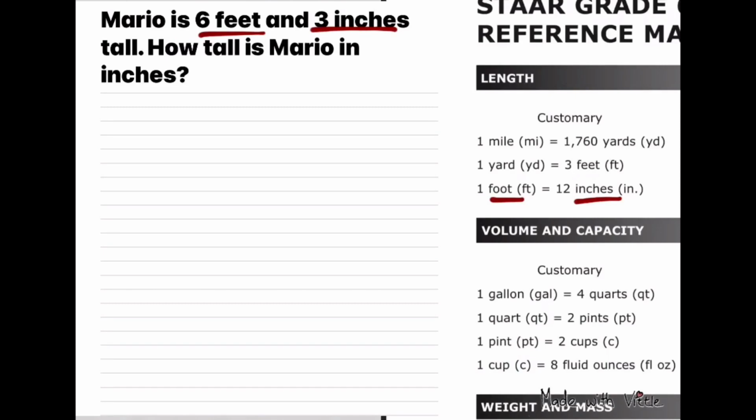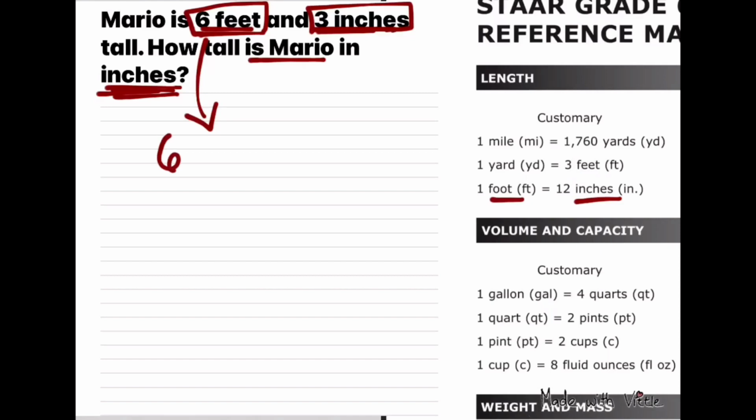So let's look at a word problem. Mario is 6 feet and 3 inches tall. How tall is Mario in inches? So one of the numbers given is in feet, and the other part of Mario's height is 3 inches. So he is 6 feet and 3 inches tall. But we only need his height in inches. So what we are going to do is change that 6 feet into inches. So 6 feet. How many inches will this be? So what are we going to do?